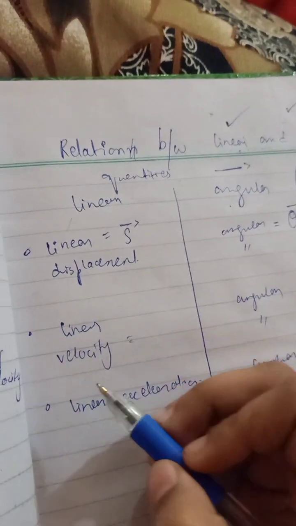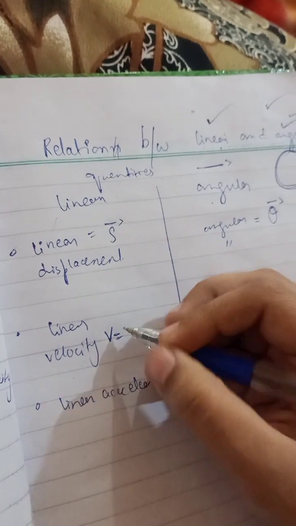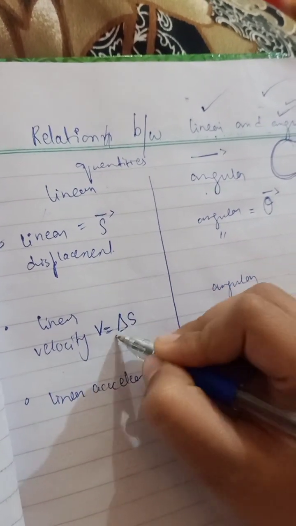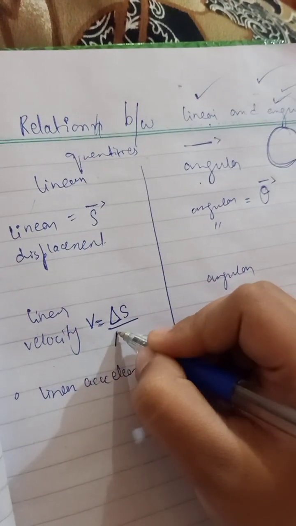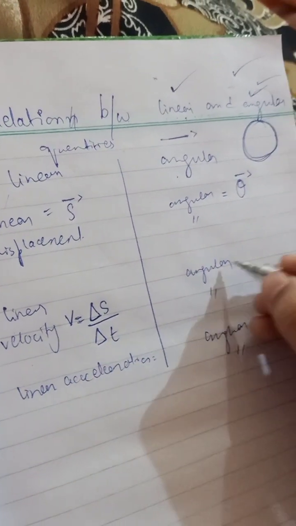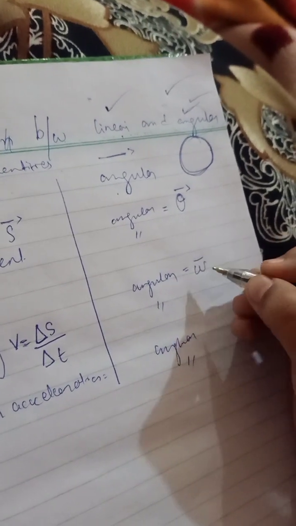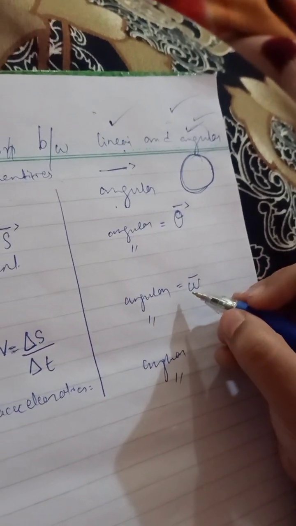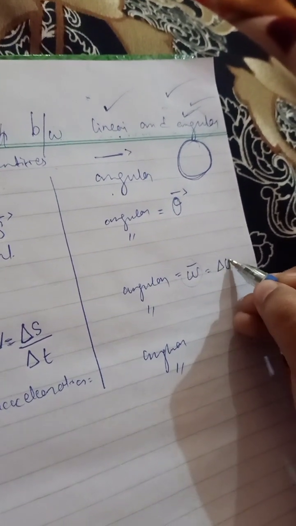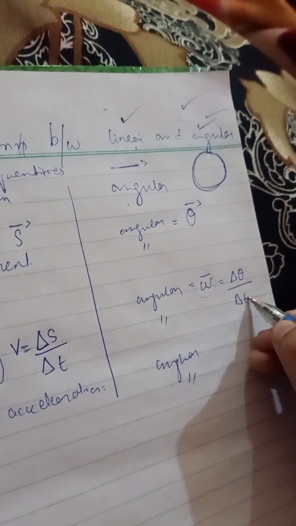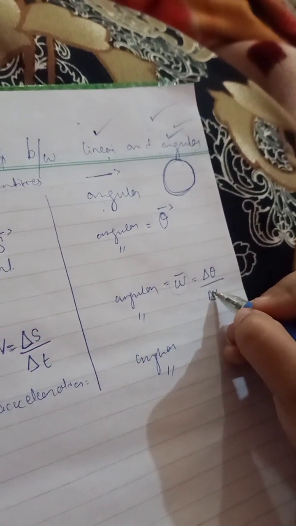The linear velocity formula is the change in displacement, or distance, upon change in time. For the angular, we have omega. We denote the angular velocity by omega. So omega is equal to the change in theta upon change in time, which means the angular displacement upon change in time.